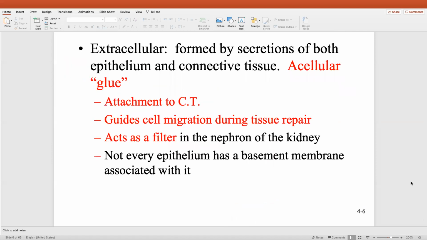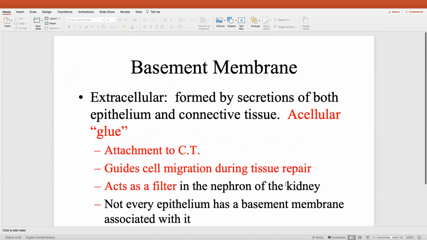Right. Now, what else are we going to see? In terms of the basement membrane, the basement membrane right here is going to be extracellular, formed by secretions of both the epithelium and the connective tissue. It is an acellular glue foundation, right? It allows our epithelial cells to be connected to the connective tissue. So then it's anchored in place.